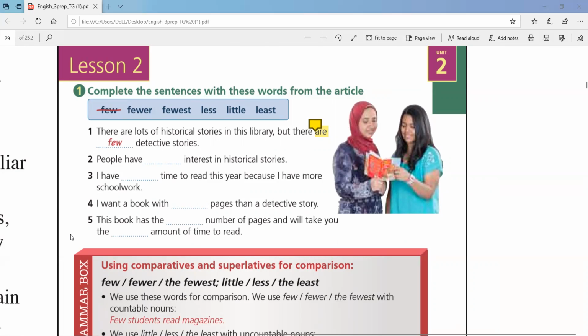Complete the sentences with these words from the article. There are lots of historical stories in this library, but there are few detective stories. We know that few, fewer, the fewest are used with countable nouns. Less, little, least are used with uncountable nouns.